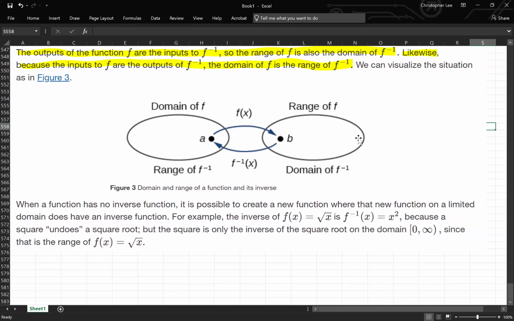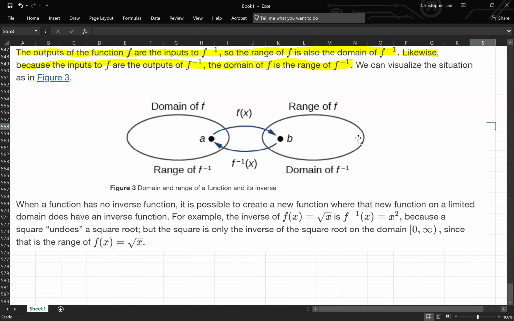So when a function has no inverse function, it is possible to create a new function on a limited domain that does have an inverse function. For example, the inverse of f of x equal to the square root of x is f inverse of x equal to x squared, because a square undoes a square root. But the square is only the inverse of the square root on the domain from 0 to infinity, since that is the range of f of x equal to the square root of x, right?